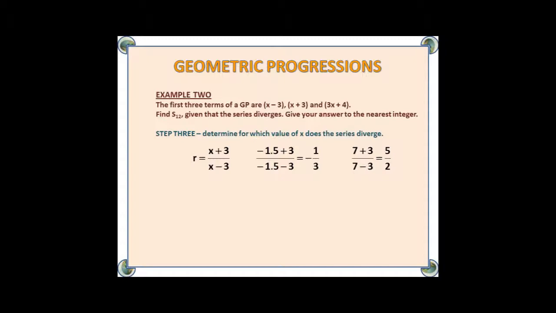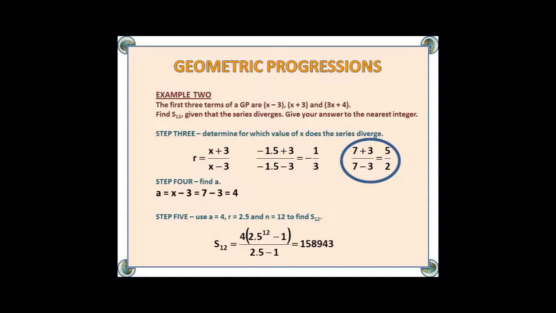In step 3, we need to decide which of these is the sequence that diverges. So we substitute our minus 1.5 in, and get minus a third for the ratio, but that doesn't diverge. And then we stick in 7, and we get 2.5, which does diverge. And in step 4, we work out what A is. We know that the first term is x minus 3, and x is 7, which means the first term is 4. And then in step 5, using our ratio of 2.5 and our first term of 4, we can find that the sum of the first 12 terms is 158,943.